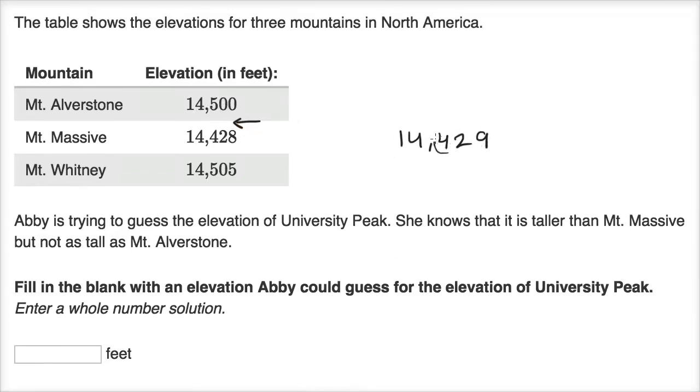That would be taller than Mount Massive, but not as tall as Mount Alverstone. It still has fewer, even though it has more ones than Mount Massive, everything else is the same, it has fewer hundreds than Mount Alverstone. So we could write 14,429. We could have also written 14,430, and we could have kept going all the way until 14,499. They want us to enter whole number solutions. So any of these would have been acceptable answers.